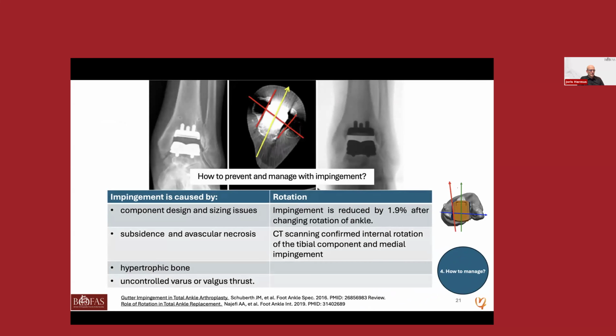Schubert mentioned that impingement could occur due to oversizing of the implant, sometimes also by subsidence, periarticular ossification, and also uncontrolled varus or valgus thrust. Nonetheless, Nayevi of the Goldberg group showed that impingement was more likely to occur when the internal rotation of the tibial component was greater. And this also improved when they corrected the rotation at the right angle. And this is something we can address by design.